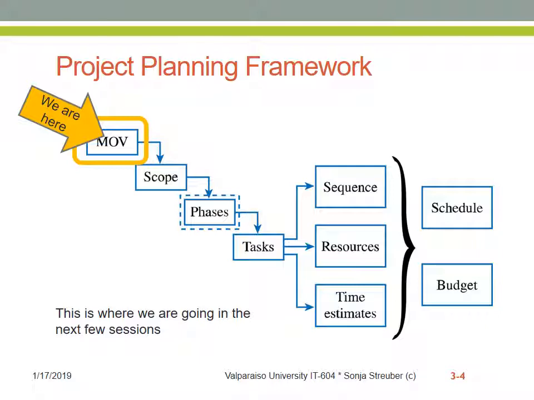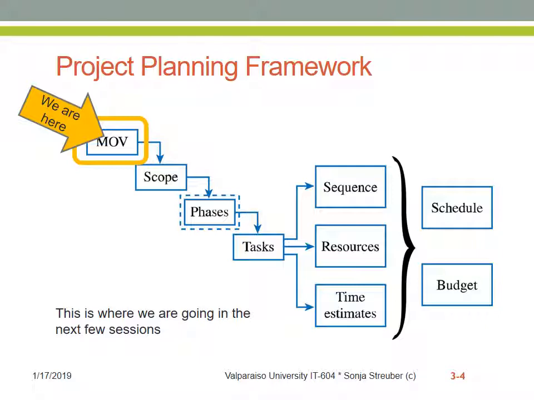This is why it is so important at the beginning of a project to outline the expected measurable organizational value that this project is supposed to produce, and that we are going to start measuring at the end of the project lifecycle.